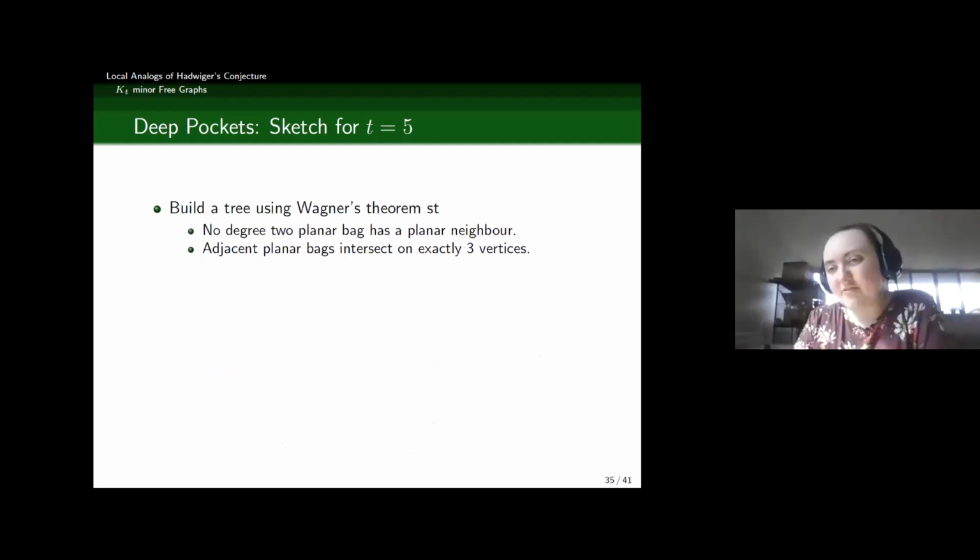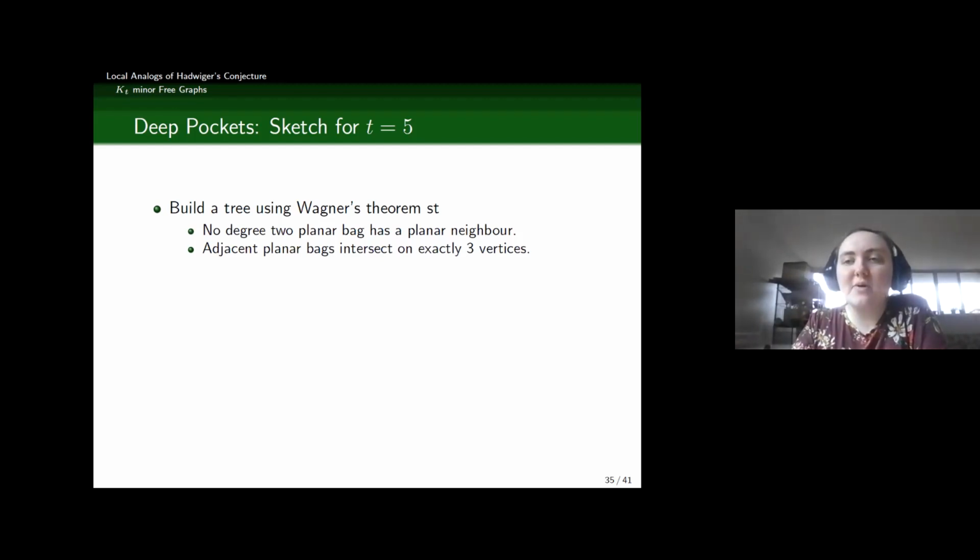So for t equals 5, it gets a little bit more involved. It's still the idea of building a tree structure. So you're building a tree using Wagner's theorem, but you're building a specific kind of tree. No degree 2 planar bag has a planar neighbor, and adjacent planar bags intersect on exactly 3 vertices.